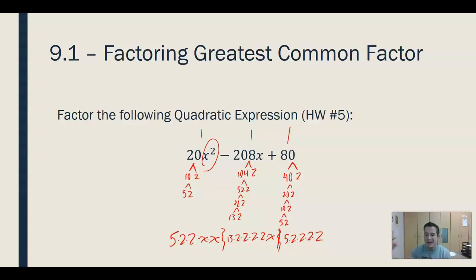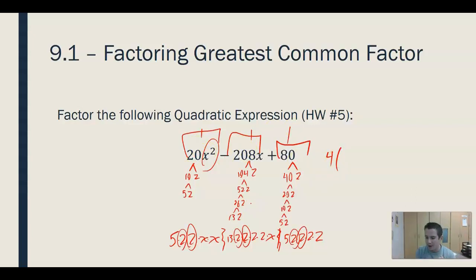My next challenge is to identify what factors are in common between all three of these terms. Well, I have a 2 that's in common in all three of these. I have another 2 that's in common in all three. And that's it. There's nothing else in common in all three of these terms. So 2 times 2, I can take a 4 out of all three of these terms.